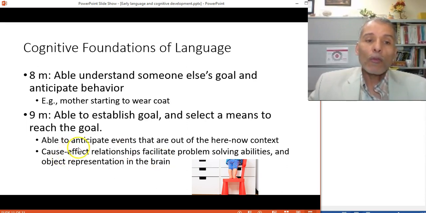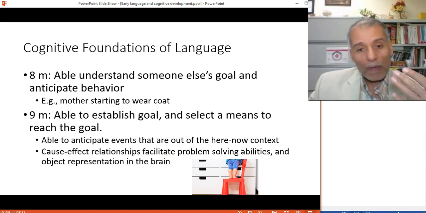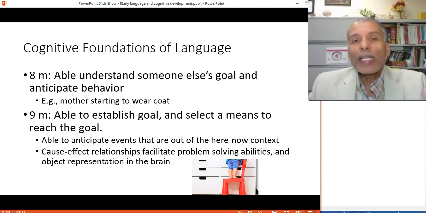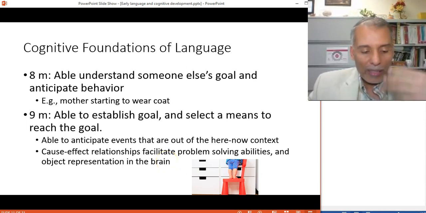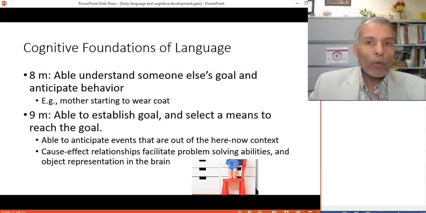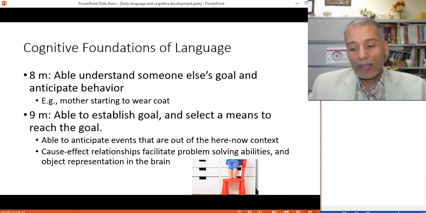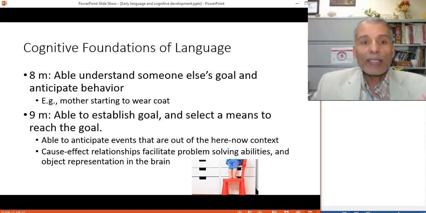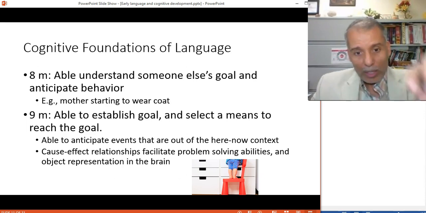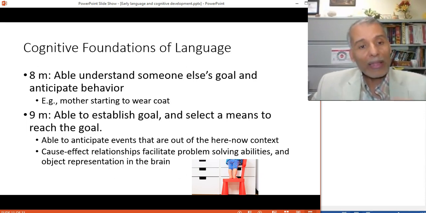The understanding of cause and effect enables the baby to now solve problems. When you have a problem, you say, why is this happening? What is causing it to happen? So you ask that question, and then you try to reverse the sequence, so that if you remove the cause, then the thing that you do not want doesn't happen, or if you put the cause in place, then you get the desired thing that you would like.